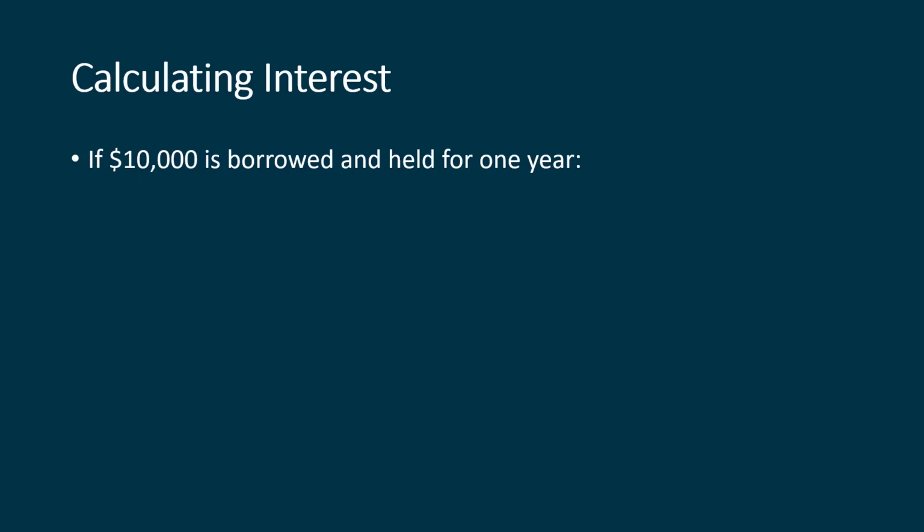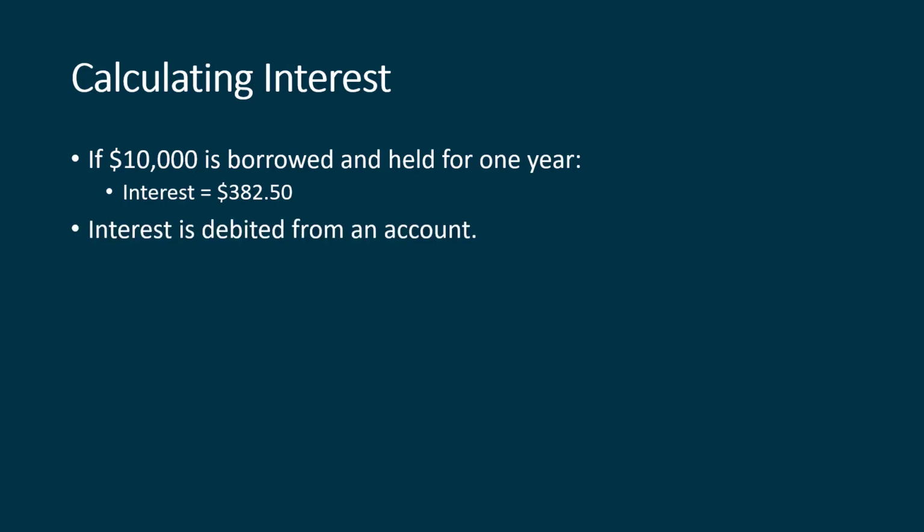So how do we calculate the interest? If $10,000 is borrowed for 1 year and you fit into that first category, the interest would then be $382.50. That's for 1 year. That's the annual interest rate. And you don't get a bill for this. They just take that out of your account. They actually go in and grab it.